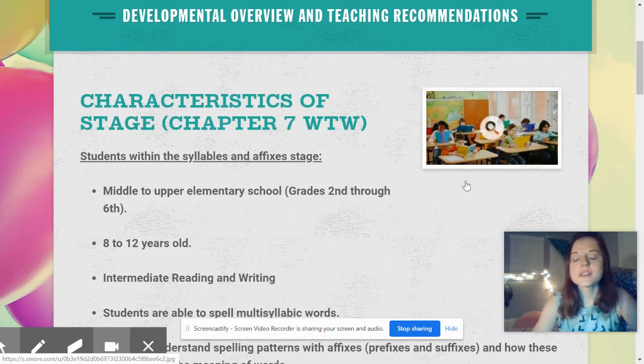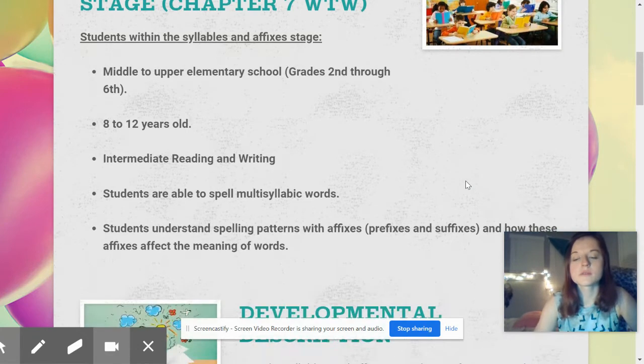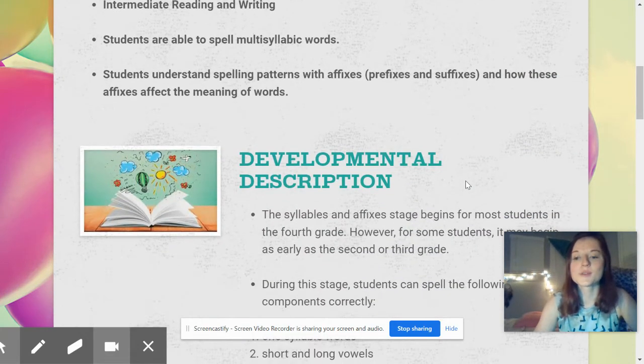The characteristics of this stage pertain to students who are in middle to upper elementary school. They're usually 8 to 12 years old, and are becoming more familiar with intermediate reading and writing, such as spelling multisyllabic words, understanding spelling patterns with affixes, and how these affixes affect the meaning of words.